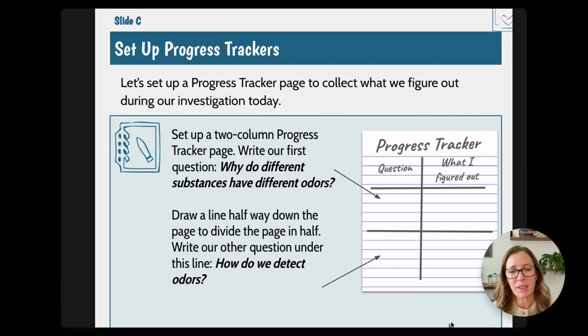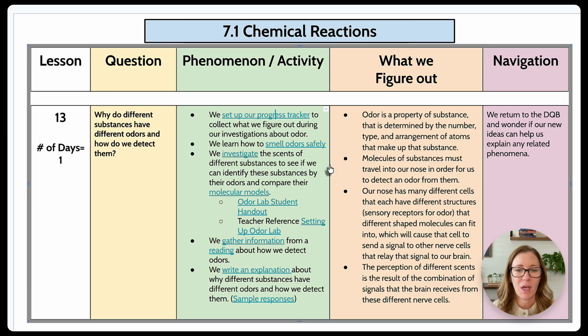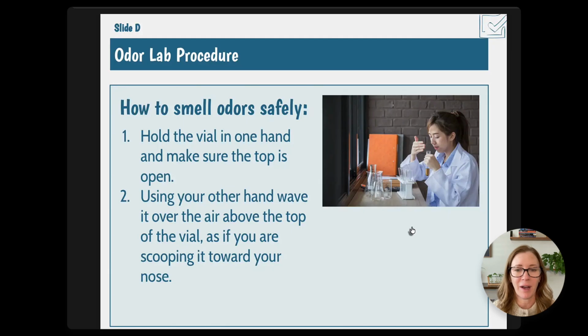So they're going to write this down in their progress tracker to give them purpose for doing the investigation and the reading. So then we're going to do the odor lab, but first we're going to learn how to smell odor safely. This is pretty important and always a joke in science classrooms. We even joke about it in teacher trainings.